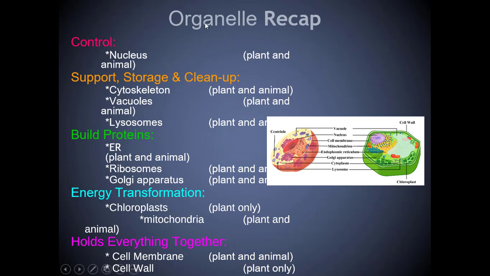For control, we have the nucleus. Support, storage, and cleanup: we have cytoskeletons, vacuoles, and lysosomes. To build proteins, we have the ribosomes and Golgi apparatus. For energy transformations, we have chloroplasts and mitochondria, and then to put everything together and keep everything in shape.